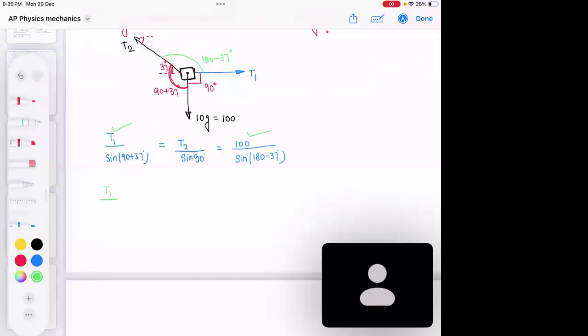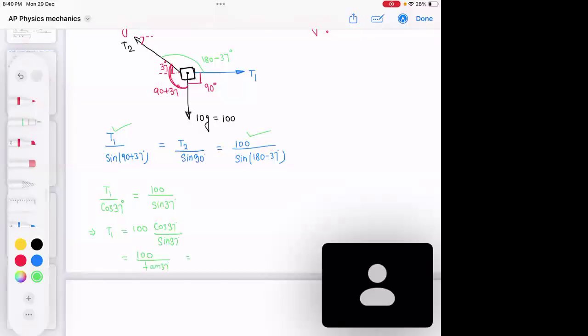T1 sine 90 plus 37, is it cos 37? Equal to 100 divided by sine 180 minus theta, that is the sine theta itself. Sine 180 minus theta is sine theta. Sine 90 plus theta is cos theta. So what is the T1 we are getting? 100 into cos 37 divided by sine 37. So what we are getting as the answer? 100 divided by tan 37.